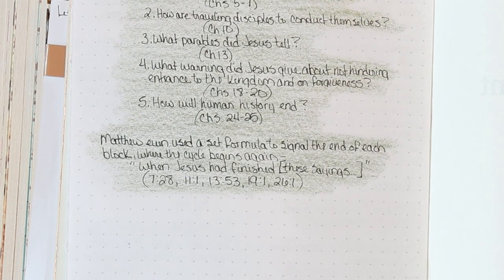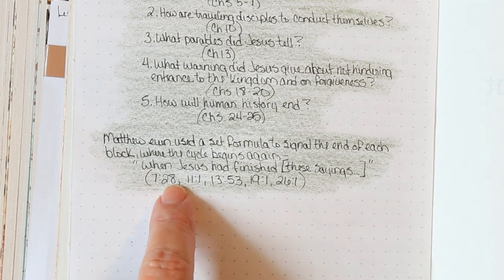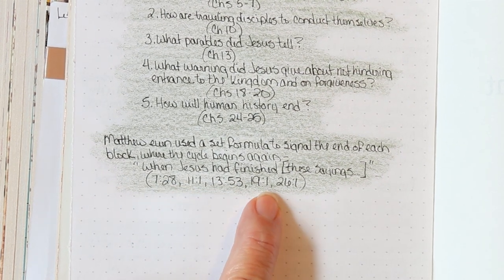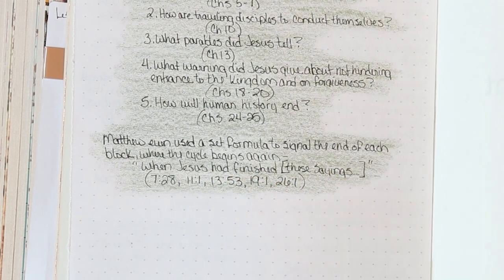Matthew even listed a set formula to signal the end of each of these blocks, where the cycle begins again. When Jesus had finished these sayings. In other words, that quote is kind of a signal that you're going to start this pattern over again. I thought it was so interesting. And then, of course, there are the verse references to each time that he says this, when Jesus had finished these sayings, or whatever.